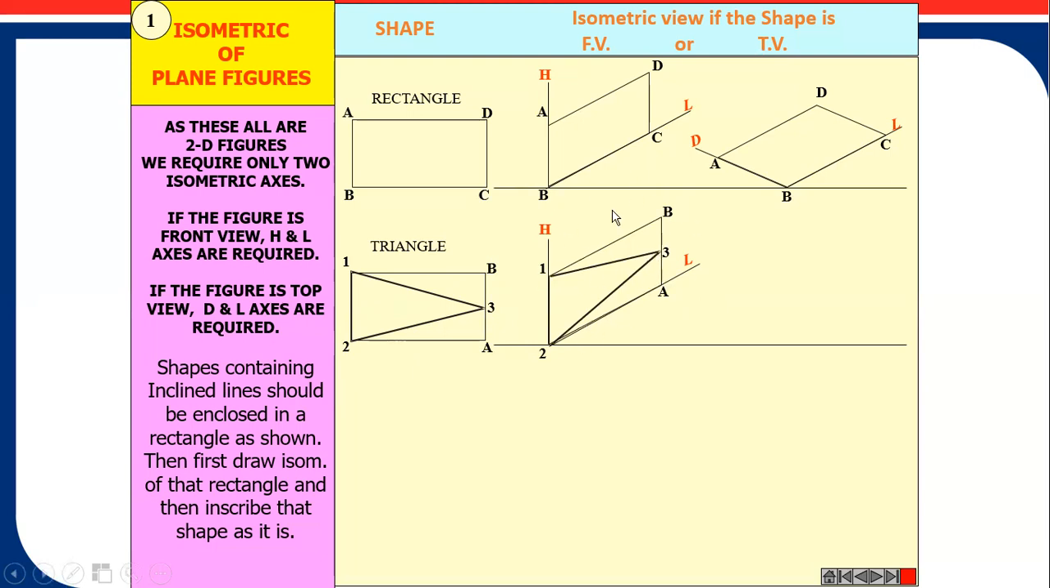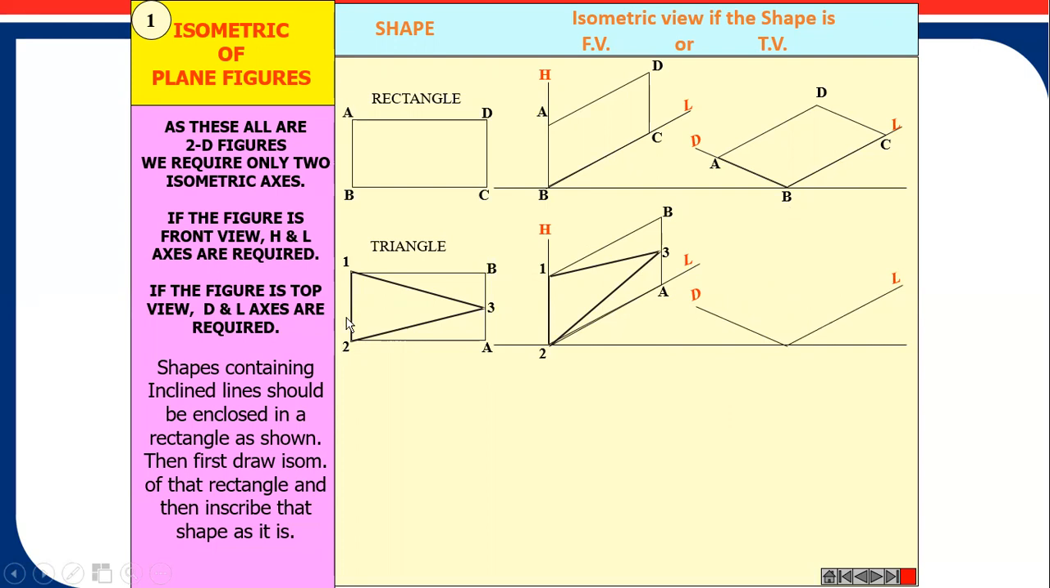So this is the isometric shape of a triangle in front view. Now, how does it look in top view? In top view, we are using width and length, the width and length of the object. Then same, this is the width.